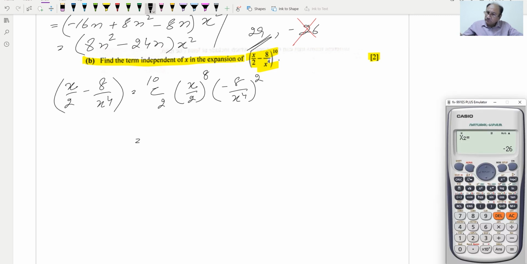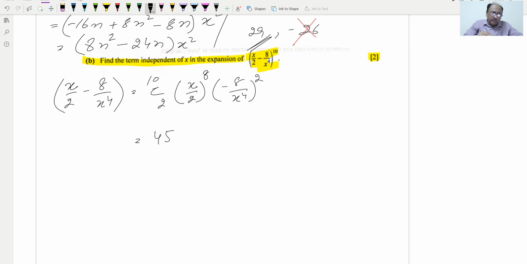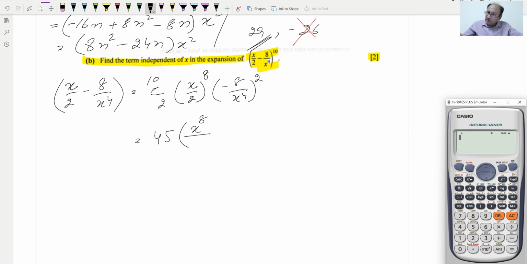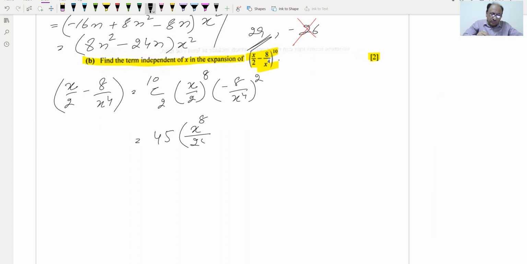10C2 is equal to 45. So we write 45, and x raised to the power 8 over 2 raised to the power 8. 2 raised to the power 8 will be 256. So 256, and this will be 64, and x raised to the power 8.